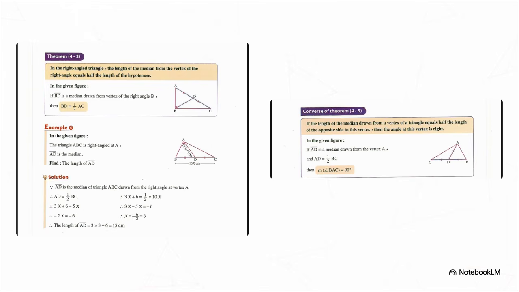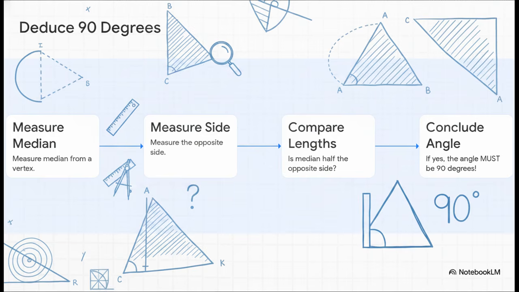This rule says that if you draw a median, and you notice its length happens to be exactly half the length of the opposite side, then the angle you started from absolutely must be exactly 90 degrees. No exceptions. Let me break down exactly why this basically makes you a geometric detective. Imagine you're inspecting a triangle, but you don't have a protractor to measure any of the angles. Step 1, you just measure the median. Step 2, you measure the opposite side.